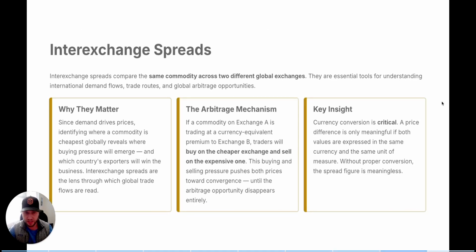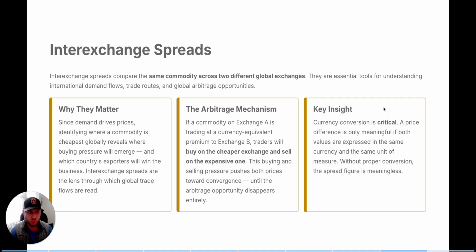Inter-exchange spread. An inter-exchange spread compares the same commodity across two different exchanges. Generally, these are global exchanges. If you think about it, in the US you're not going to have one corn exchange in one state and one corn futures exchange in another, because there's just not enough liquidity. There's really only one exchange that can exist for most commodities per country, if not in some cases for a whole continent's production.